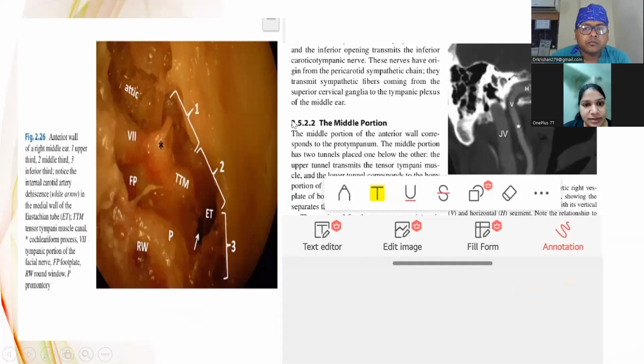This is a diagram. See the anterior wall of the right middle ear, that is upper third, middle one third, and lower one third. Notice the internal carotid artery, the attic area, seventh nerve, tensor tympani muscle. You can appreciate the eustachian tube opening and the round window opening. And see how the promontory is an elevated area, which we can also appreciate in this diagram.